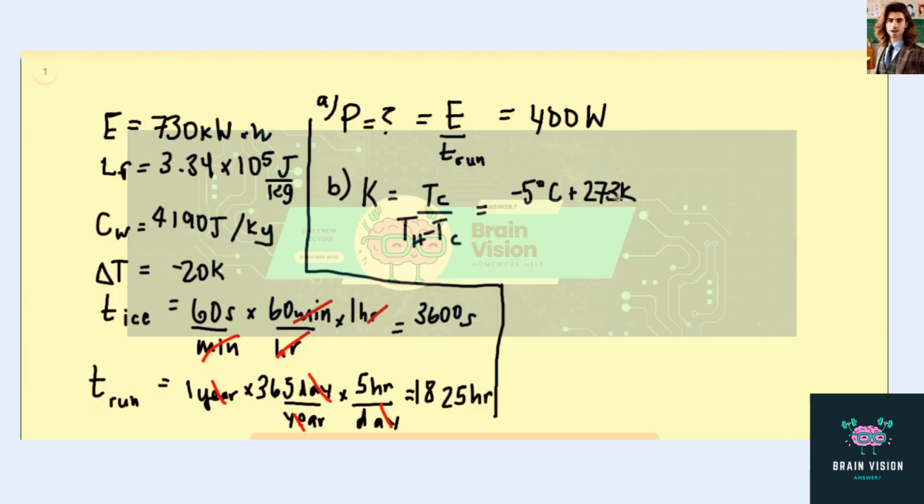And then T hot minus T cold, that's just our delta T. So that's just this minus, oh, never mind, that's not our delta T. This T hot minus T cold is the difference between the two reservoirs. That delta T I'll talk about later in the problem. So this delta T is this T hot, which is 20 minus -5.